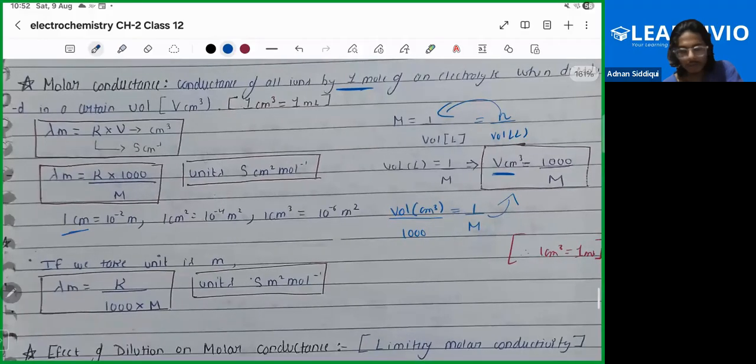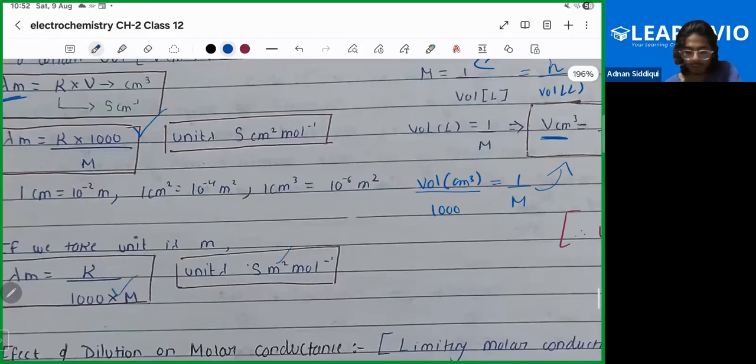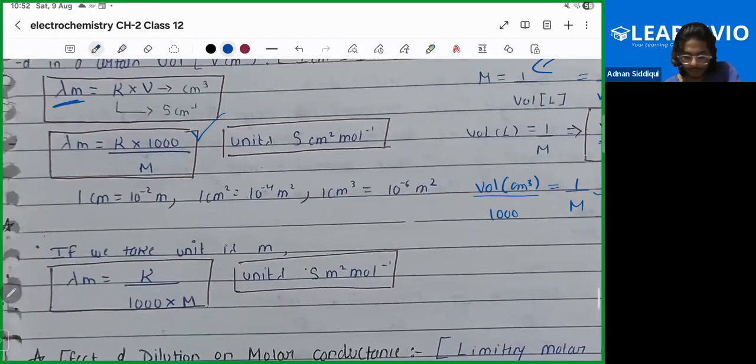See, how much is 1 centimeter? It is 10 to the power minus 2 meter. Centimeter square is equal to 10 to the power minus 4 meter square. Centimeter cube is nothing but 10 to the power minus 6 meter cube. So on rare occasions, they might ask you the molar conductivity in meter cube or meter square. If they are giving the data in centimeter, you are going to use this formula. If they are giving the data in meter, then you have to use this formula. How do we derive this one?